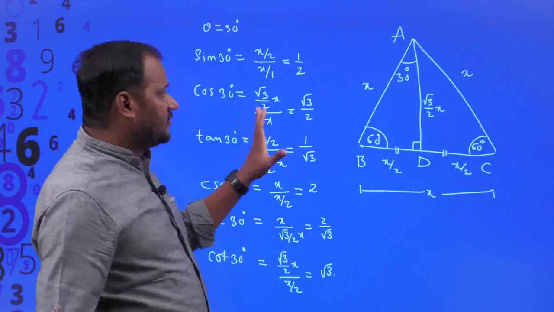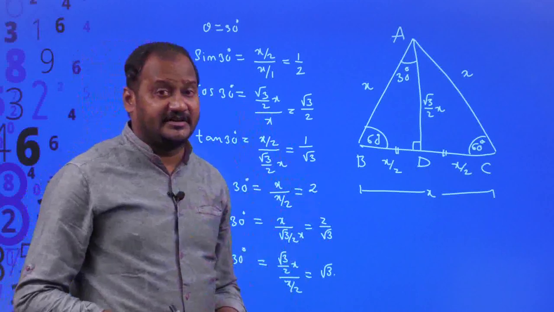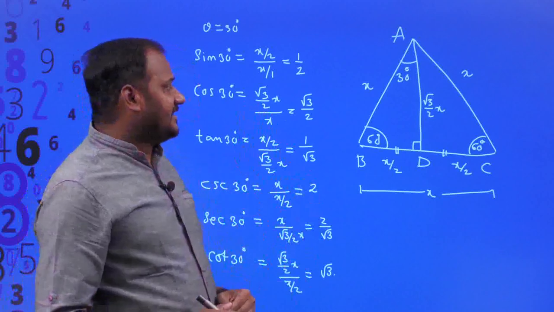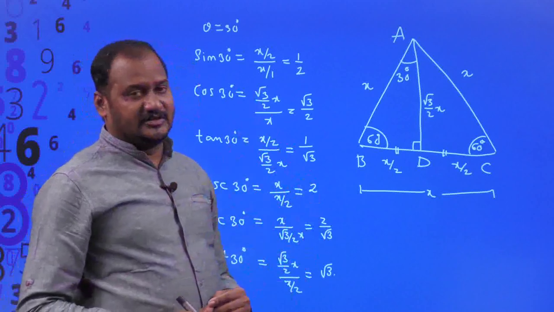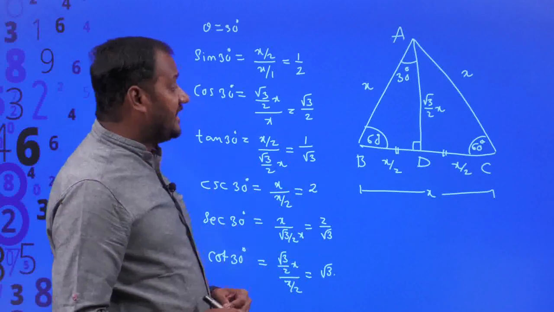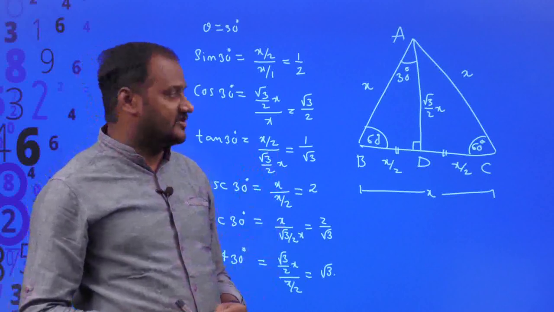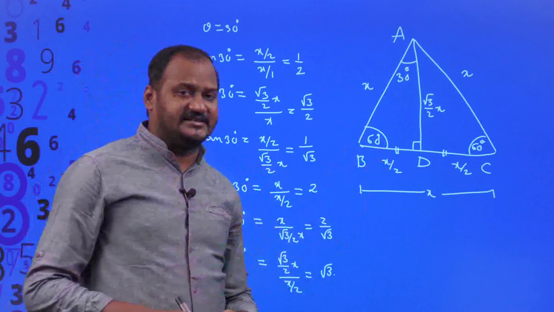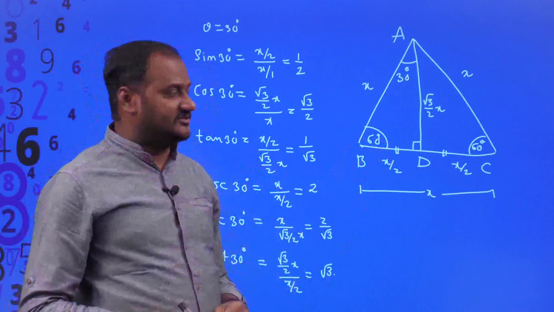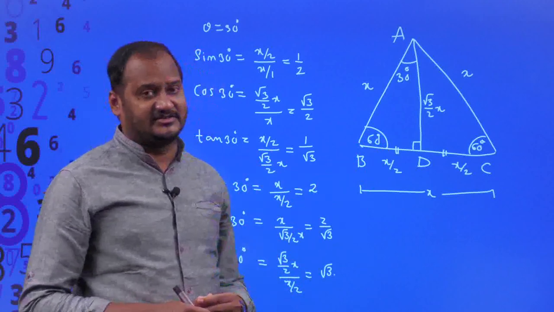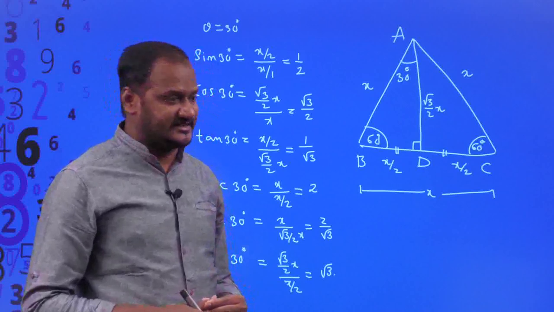So this way we can derive the values of all trigonometric ratios for 30 degrees. Okay, 30 degrees values are over. Will you be able to figure out the values of all trigonometric ratios according to angle 60 degrees? Yes, it is possible, because 60 degrees is available in the same triangle. So let us try to figure out the values of all 6 trigonometric ratios according to acute angle 60 degrees.